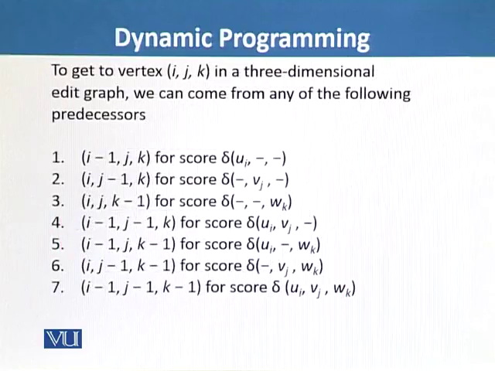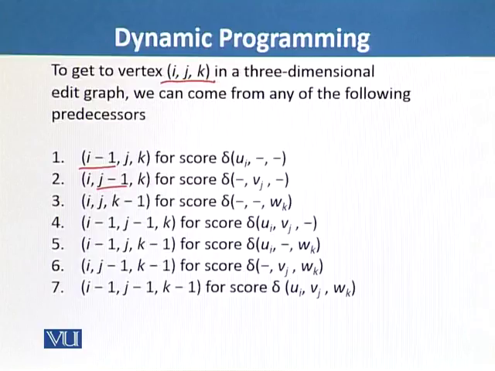So we have discussed earlier that we can get to the vertex I, J, K in the three-dimensional edit graph from any of the following predecessors. Number one: we have already seen in the Manhattan edit graph that if we have I minus 1, it can move in the south direction, and if we have J minus 1, then it can move in the east direction. So by using those instructions, we can use the three-dimensional edit graph.